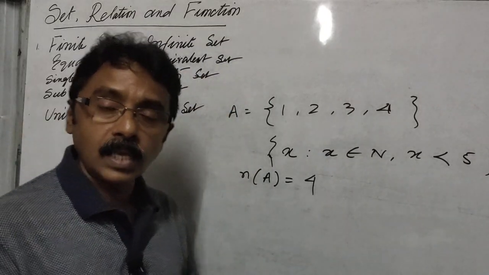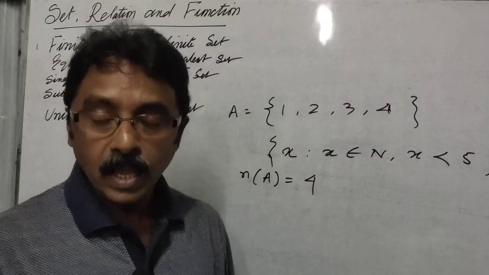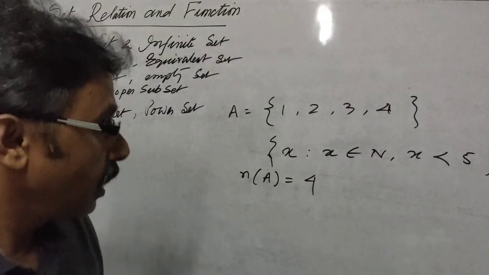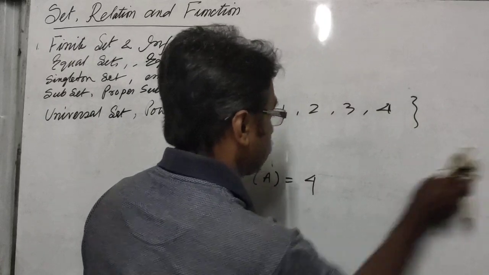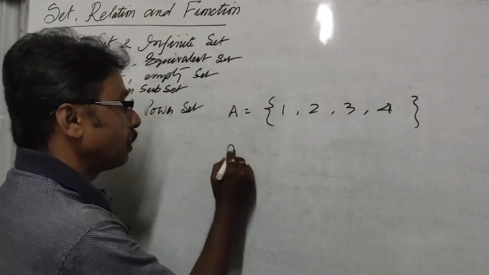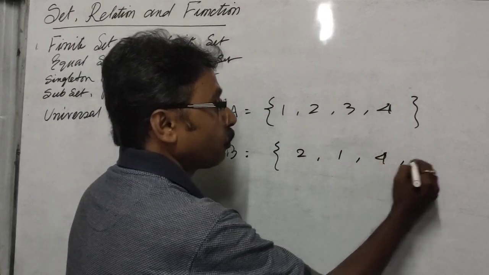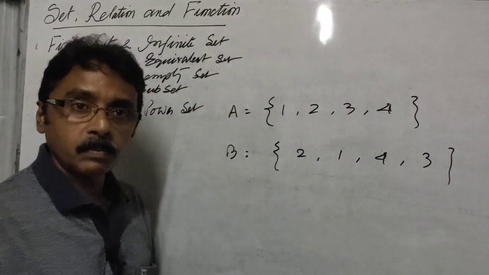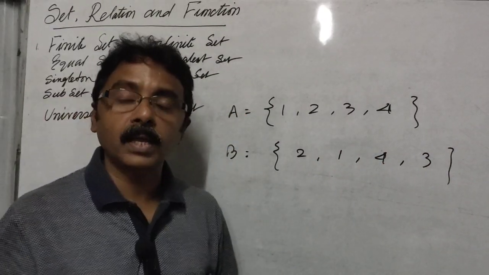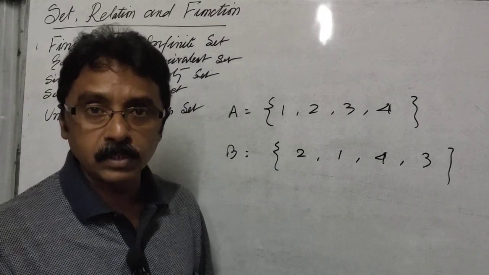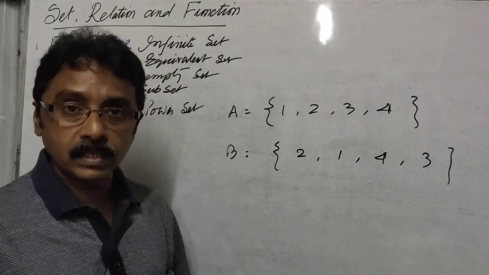Now when are two sets said to be equal sets? Suppose here A is a set and another set I am taking is B, whose elements are 2, 1, 4, 3. That means both the sets A and B contain the same elements. They are called equal sets.